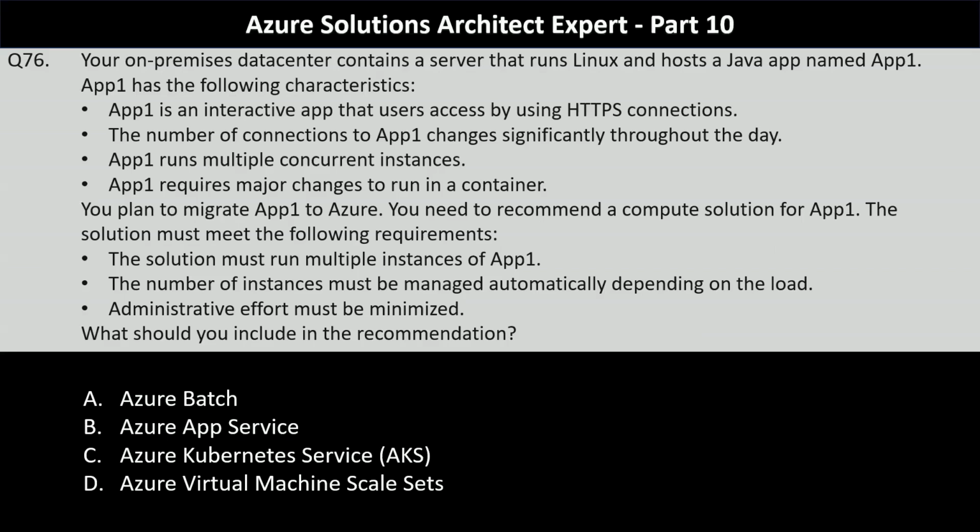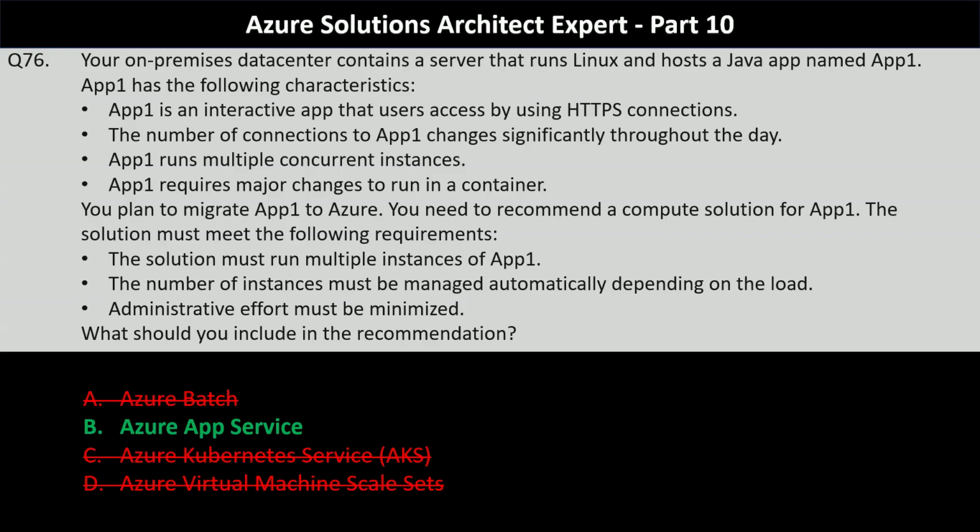Now, folks, the first thing you need to take into consideration is that App1 requires major changes to run in a container, and you need to minimize administrative effort, so you can safely rule out AKS. Now, Azure Batch does not support HTTPS-based user interactive applications directly, so we can rule that out as well. Now, App Service and Virtual Machine Scale Set, which is VMSS, both can be used to fulfill the requirement, but we need to minimize administrative efforts, so we will rule out Virtual Machine Scale Set, which is option D.